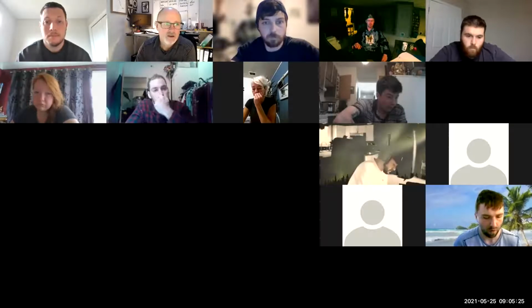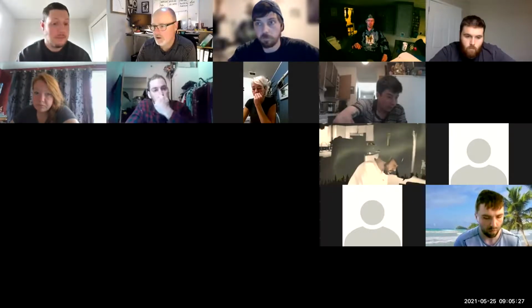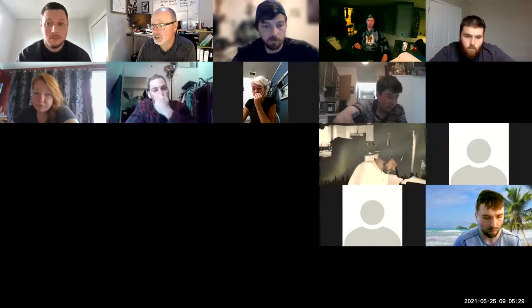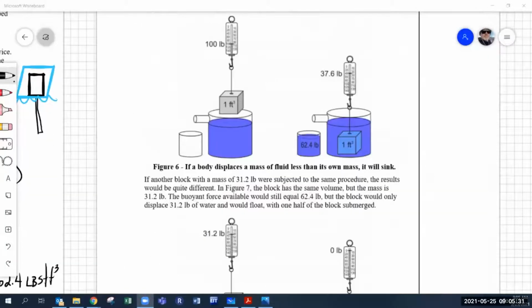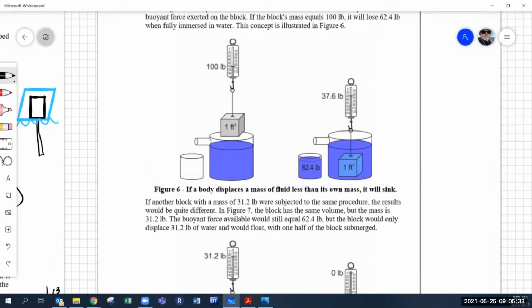So now the next picture shows you how that is. There is that block, and it weighs 100 pounds. And then when it is submerged in that fresh water, that block will only weigh 37.6 pounds.